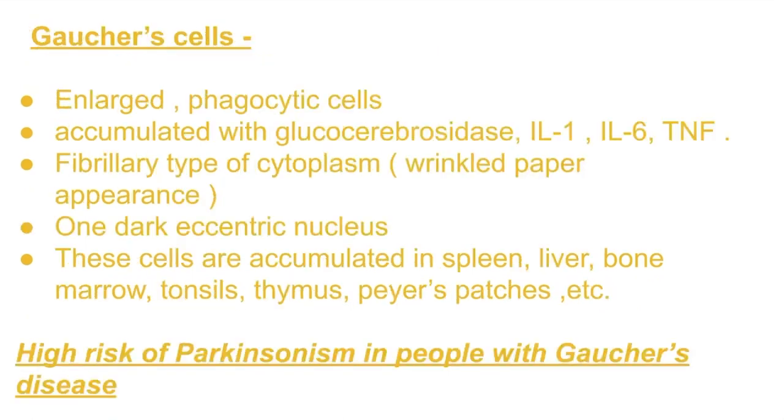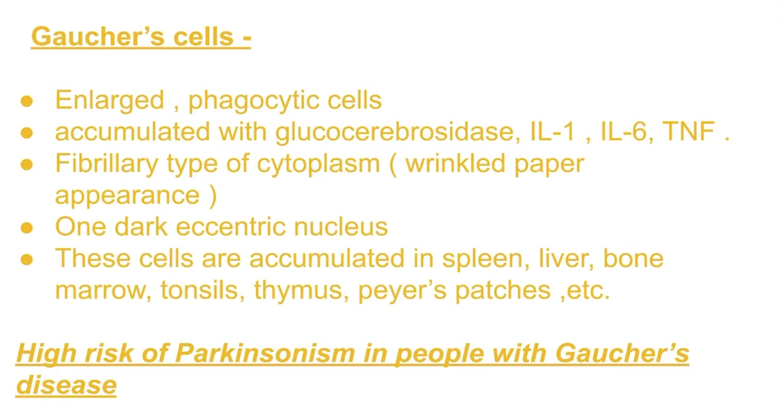And Gaucher cells are enlarged phagocytic cells with accumulations of glucocerebroside, interleukin 1, interleukin 6, TNF. Accumulation of glucocerebroside is because of the deficiency of the enzyme glucocerebrosidase, right? Because of the deficiency, there will be an increased accumulation of glucocerebroside. And this interleukin 1, 6 and TNF is because of the macrophage activation.